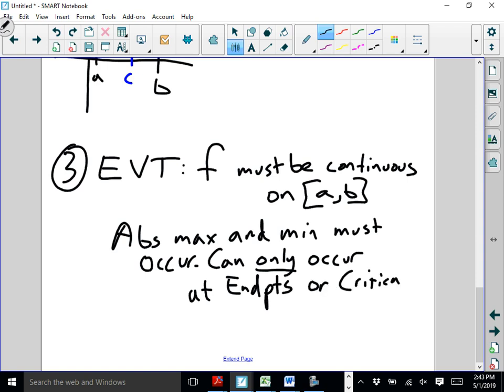Okay? So whenever they ask, what's the maximum value of this function? Well, we don't have to check all infinitely many points. We only have to check the endpoints and the critical points. If we check all of those, the biggest y value is our absolute max, and the smallest y value is our absolute min. You don't usually invoke the EVT on the test like you do the IVT and the MVT, but you use the EVT to solve for absolute maxes and absolute mins, like in my video from yesterday or the day before.